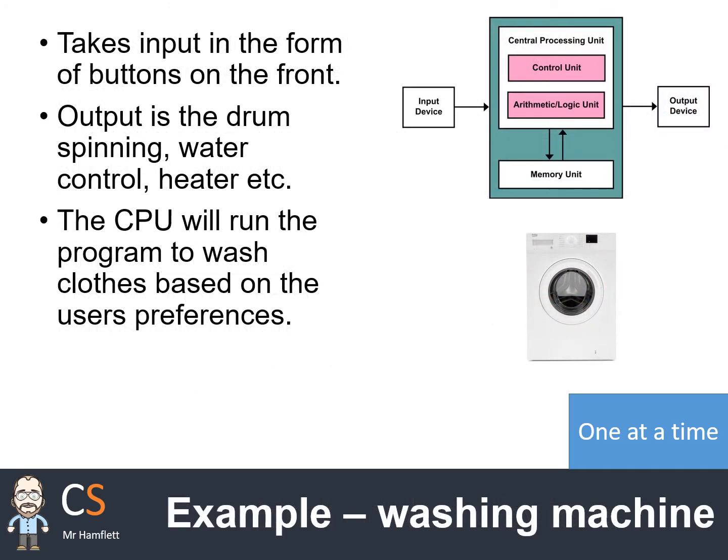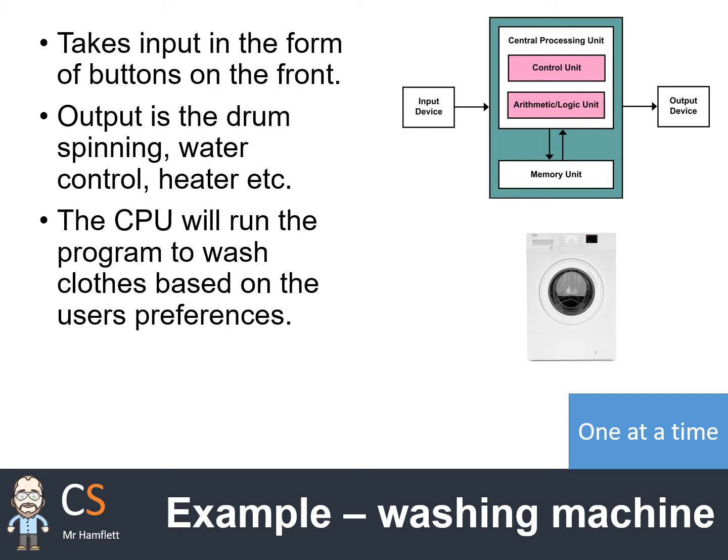So let's look at an example of why a washing machine is considered von Neumann architecture. First of all, it will have inputs. Not all input devices are keyboards or mice. There are other ways of communicating with devices, and buttons and maybe little wheels you can turn are perfectly acceptable input devices. Output devices don't always have to be a monitor. It could be water going into the washing machine, or the drum spinning, or the water heating up. Those are outputs of the system.